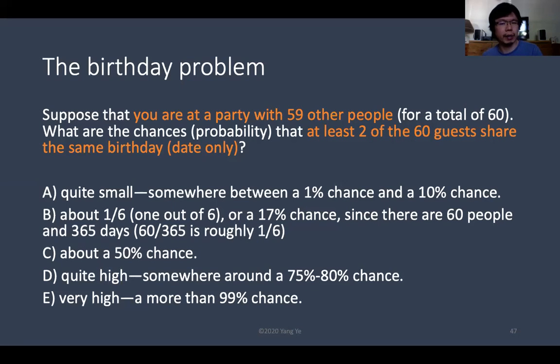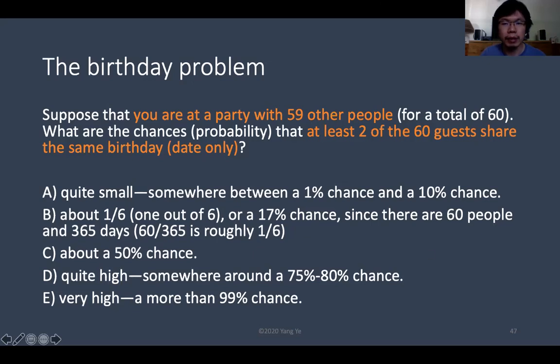So A is quite small, somewhere between 1% and 10%. B is about 1 out of 6. The rationale for that is, as you know, 60 people and 365 days, it's roughly divided to 1 out of 6. C is about a 50% chance. D is quite high, somewhere around a 75 to 80% chance. E is very high, more than a 99% chance.